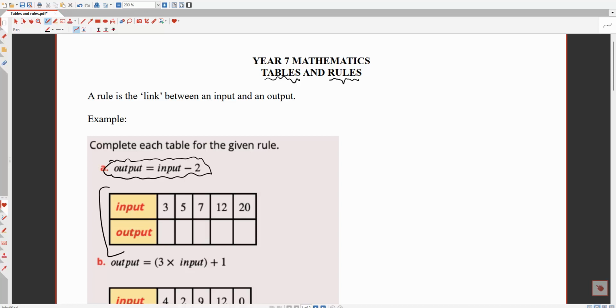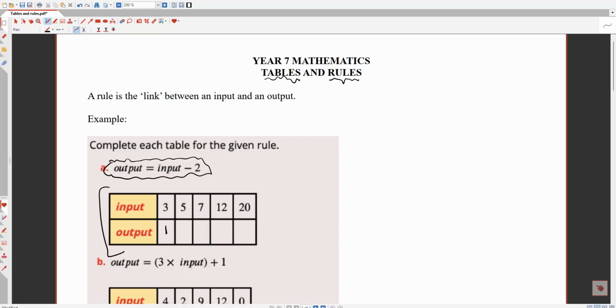Okay, so they're saying the output is the same as the input number take away 2. So we can see here that the input number is 3. So we're going to remove 2 from the input number, and that'll be the same as the output number. So 3 take away 2 is 1. So if the input number is 3, then the output number is 1, because we're removing 2 from the input number.